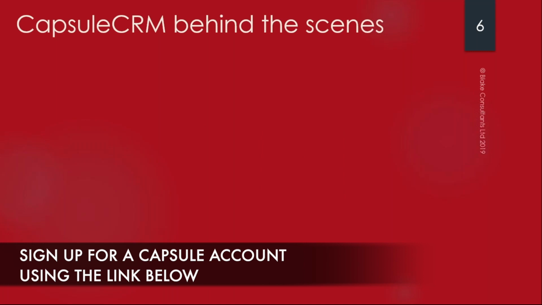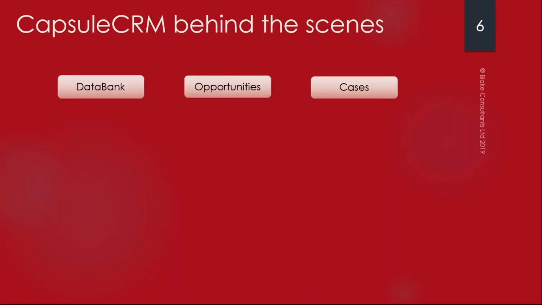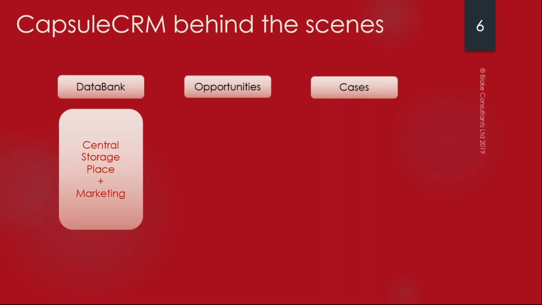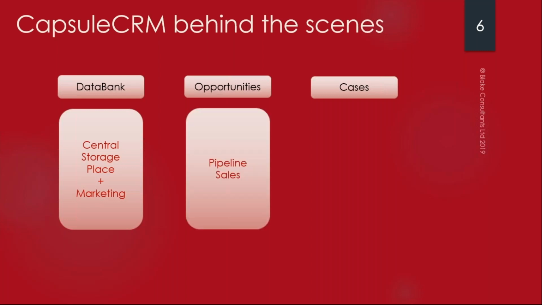Again, it's really useful to do this before we dip into an actual bit of software, because it gets confusing once you're in it. But if you think of a bird's eye view of the software, then it makes it easier to understand how it all links together. So we've got the 3 main areas of Capsule: the data bank, the opportunities and cases. And you can get lists off of the data bank, lists off of opportunities and lists off of cases. So typically the data bank is where we store things and where the general marketing happens. Opportunities is where we manage our pipeline and our sales.